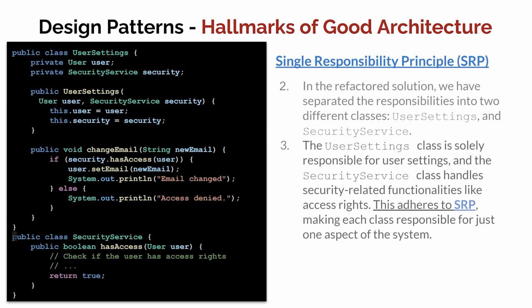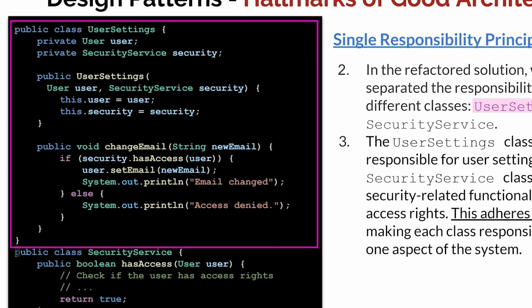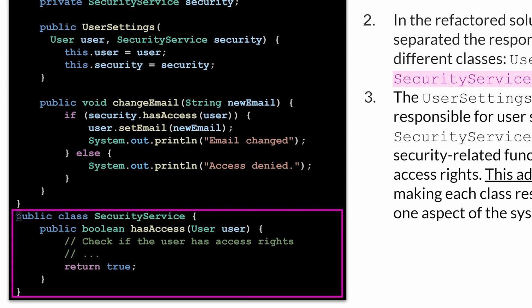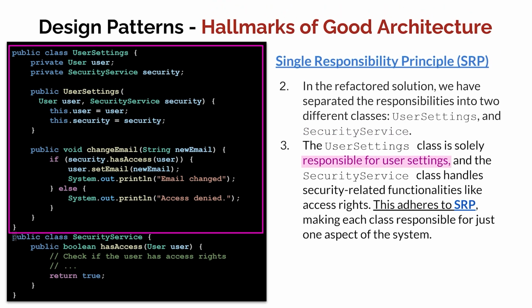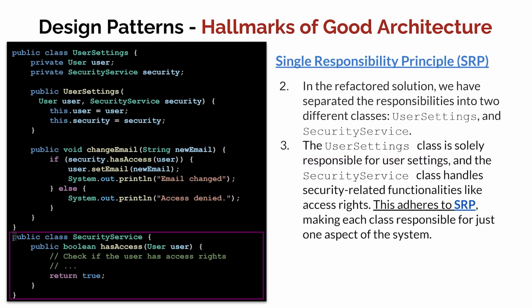In the refactored solution, we have separated the responsibilities into two different classes. We have the UserSettings and we have the SecurityService. The UserSettings class is solely responsible for user settings, and the SecurityService class handles security-related functionalities such as access rights. This adheres to SRP, making each class responsible for just one aspect of the system.